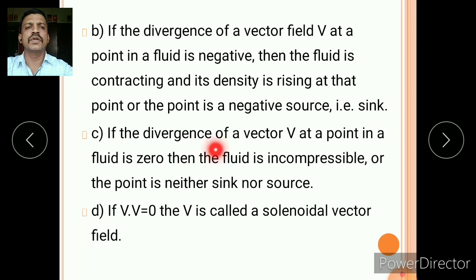If the divergence of the vector field V at a point in a fluid is 0, then the fluid is incompressible, means it is not compressible, or the point is neither a sink nor a source, means it will not expand and it will not sink either. If divergence of V equals 0, then V is called a solenoidal vector field. So all these points are very important for MCQ.